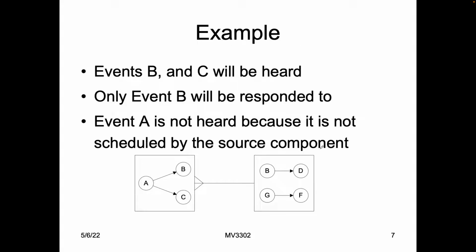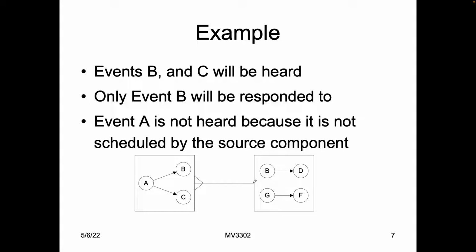So here's a somewhat abstract example. Here's the source event, and here's the listener. The connector, if you notice, is this thing here with a little triangle at the end.